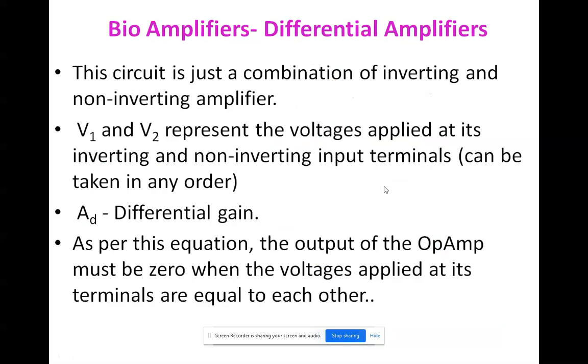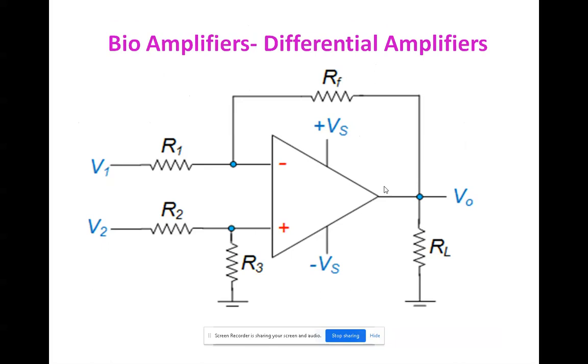So, the same thing. This circuit is just a combination of an inverting and a non-inverting amplifier. V1 and V2 represent the voltages applied at its inverting and non-inverting input terminals. AD is nothing but the differential gain. As per this equation, the output of the op-amp must be 0 when the voltages applied at its terminals are equal to each other. If you apply the same voltage to the two terminals of this amplifier, you will get the output as 0.